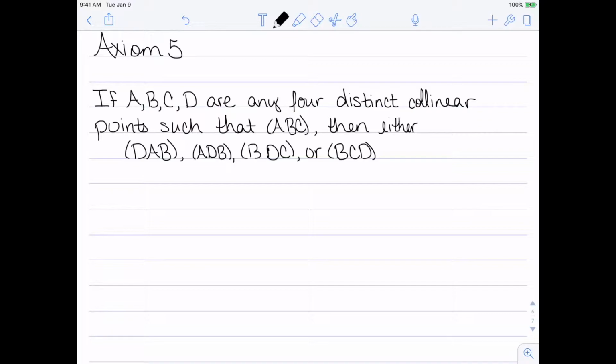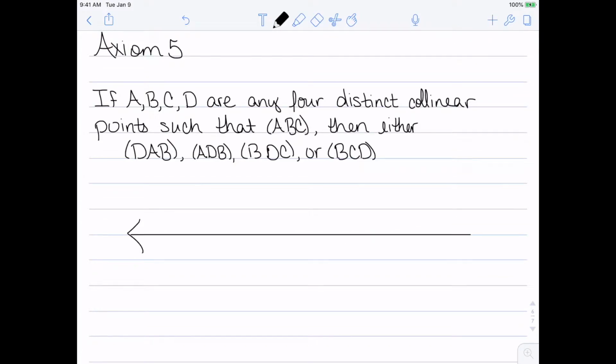Axiom 5 states that if I have any 4 distinct collinear points A, B, C, D, and I know that ABC, then we have either DAB, ADB, BDC, or BCD. So I'm going to draw exactly what this is saying in the Euclidean space, and then I encourage you to draw a circle and see how it works on a circle in the spherical geometry.